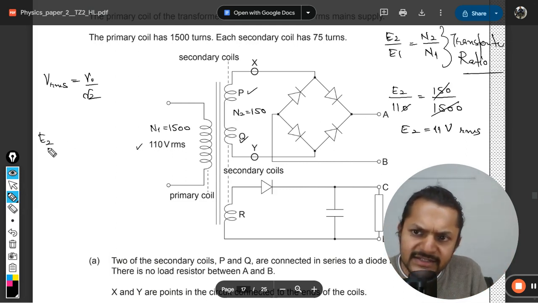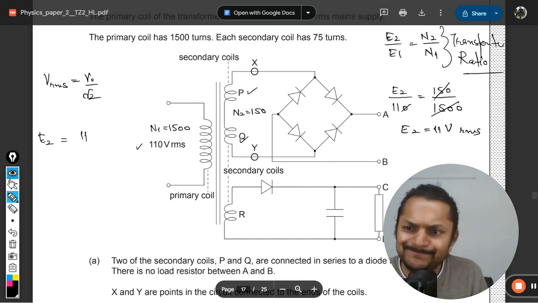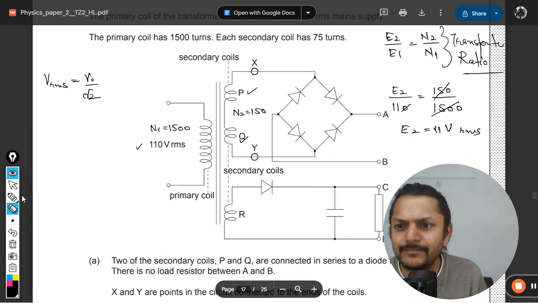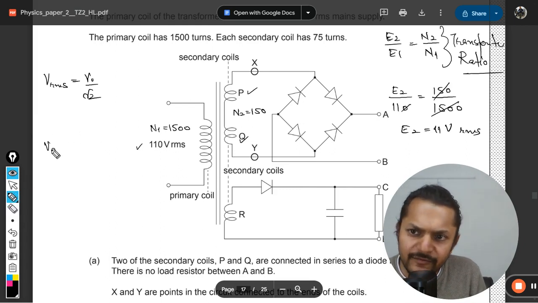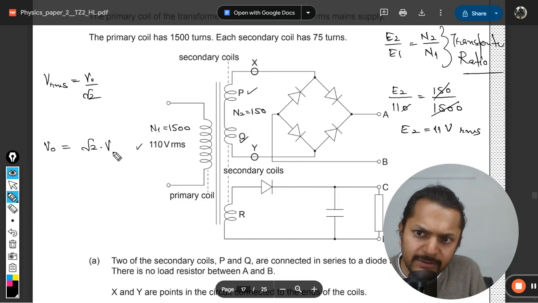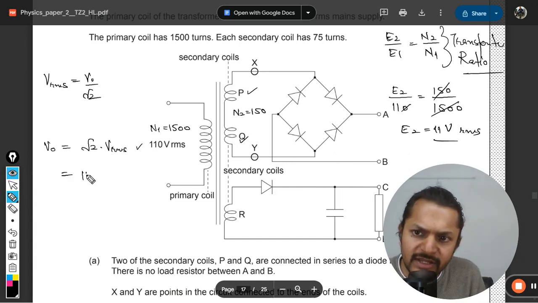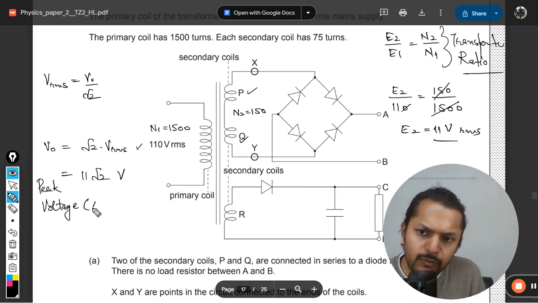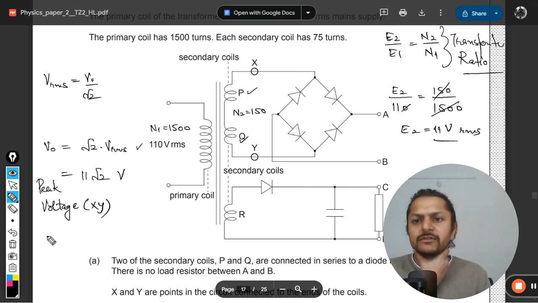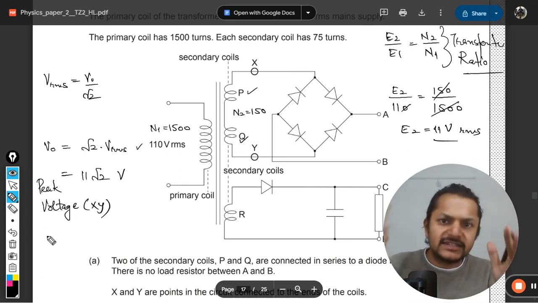So I can clearly say the peak voltage V naught is equal to root 2 multiplied by the RMS. The RMS value that we got is 11. So your answer will be 11 root 2 volt. That will be the peak voltage at X and Y. So the answer will be 11 root 2. This is how we do it.